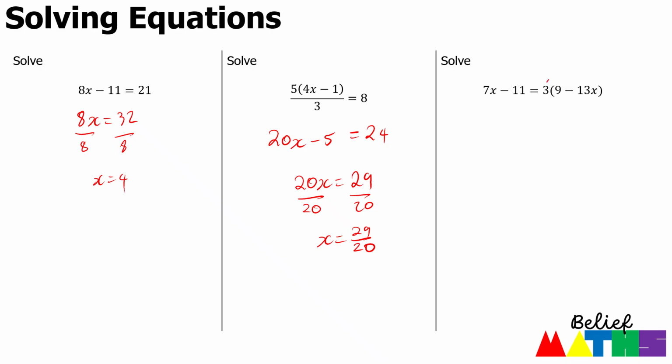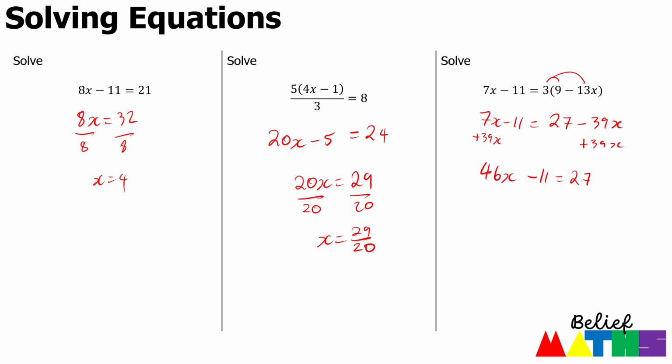The next one, we're going to expand our brackets. So we get 7x minus 11 is equal to 27 minus 39x. Now what I like to do in these is get rid of the smaller x. Now I know 7 is smaller than 39, but because that's negative 39, we're actually going to add 39 to both sides to make our life easier. Because again, we're trying to avoid using negatives.